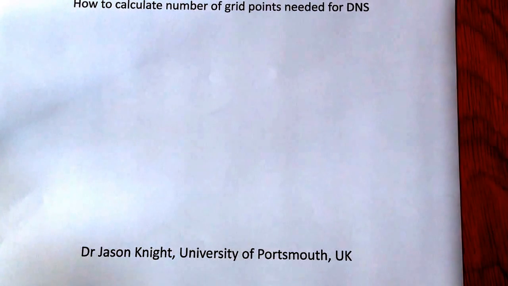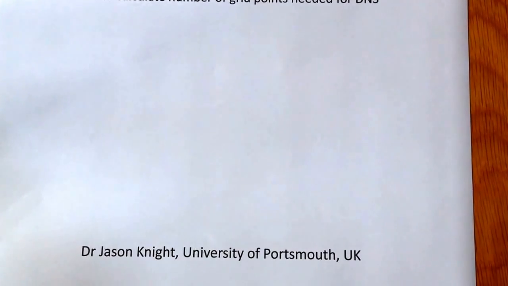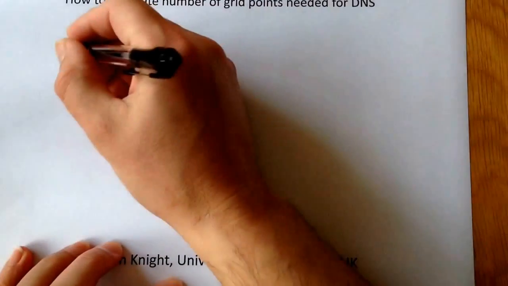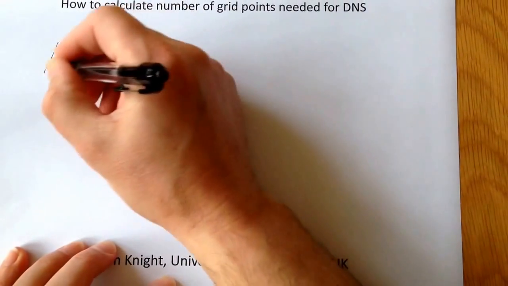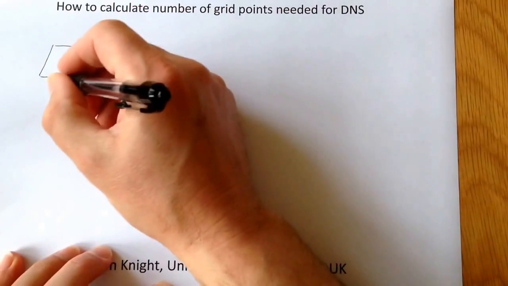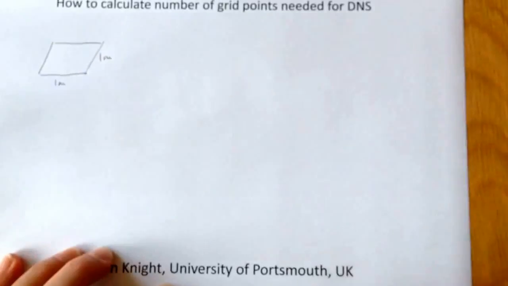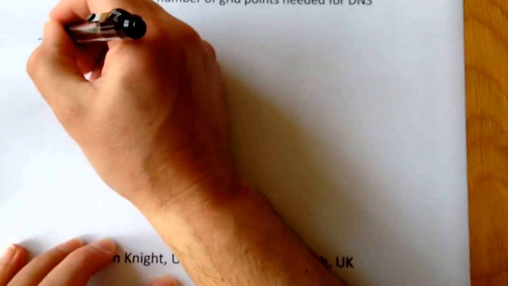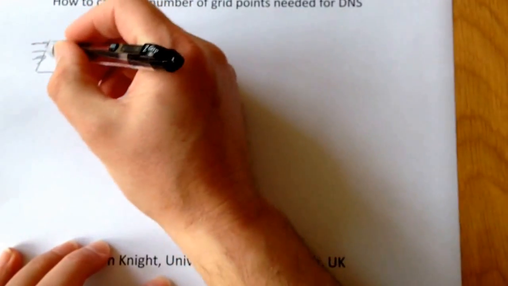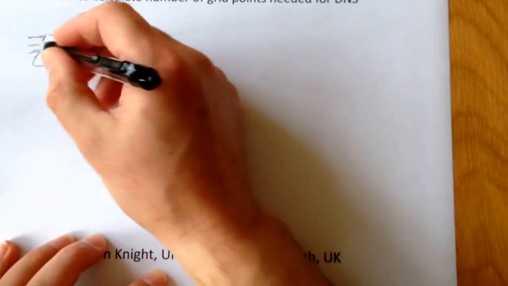Okay, this clip will then show you how to calculate the number of grid points needed to do a DNS. Let's take an example of, say, a flat plate, 1 meter by 1 meter. We've got a flow coming over it, and there's a boundary layer growing.